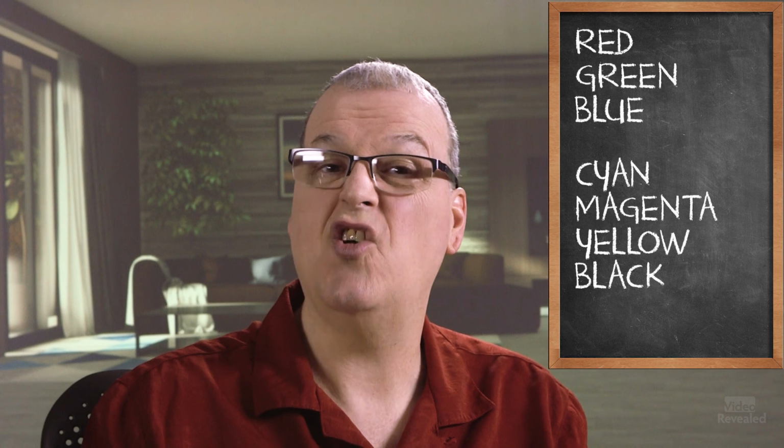Okay, so let's break the terms down. RGB, red, green, blue. This is what most people are used to. It's what you use in your camera, your monitor, your television. That's all RGB. CMYK, cyan, magenta, yellow, and black. Why is black K? Because it's called the key color, not because it can be confused with the B in blue. K is the key color.